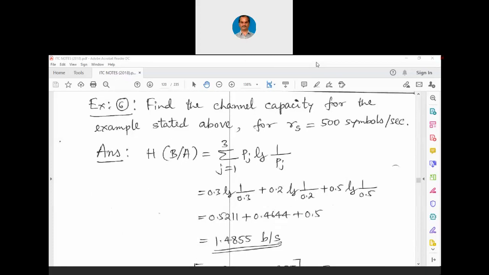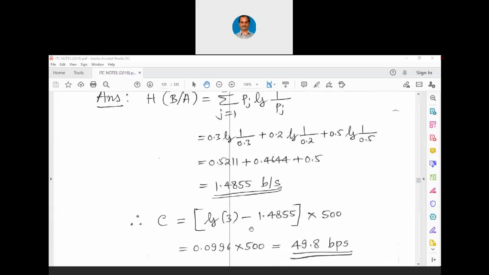Okay, Kuldeep has given the answer as C equals 49.73. Let us see. So, H(B/A) is the summation of j equals 1 to 3 of pj lg of 1 over pj, right? So, that is 0.3 lg of 1 over 0.3 plus 0.2 lg of 1 over 0.2 plus 0.5 lg of 1 over 0.5, as all rows contain the same elements. So, it is 1.4855 bits per symbol. Now, C is what? lg of 3 minus 1.4855. lg of 3, lg of M, minus this H(B/A). Actually, you don't have to find out H(A) as well because we have a ready formula here. Into Rs, which is 500. So, lg of 3 minus 1.4855 is 0.0996, into 500 equals 49.8 bits per second.